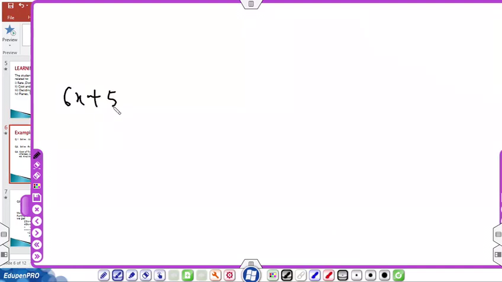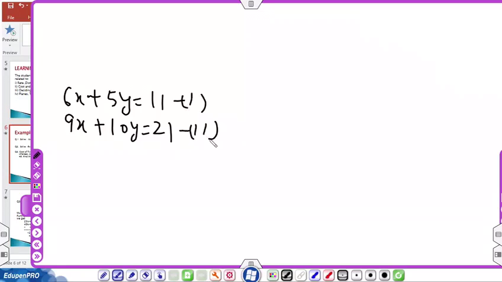6x plus 5y equal to 11, 9x plus 10y equal to 21. You can eliminate any of the variables. Now I am going to multiply the first equation by 2.